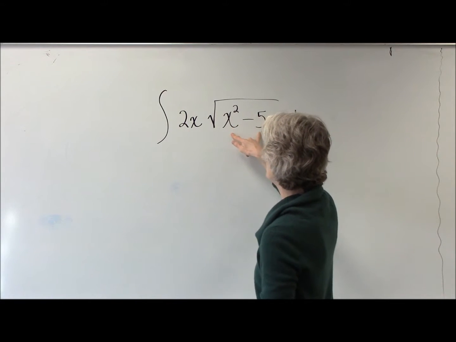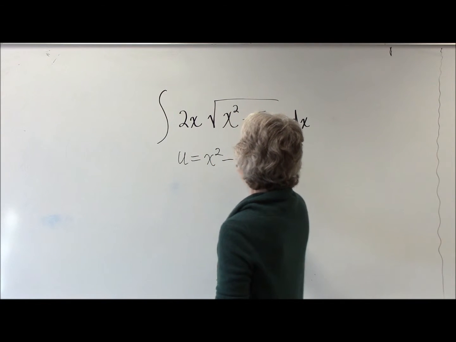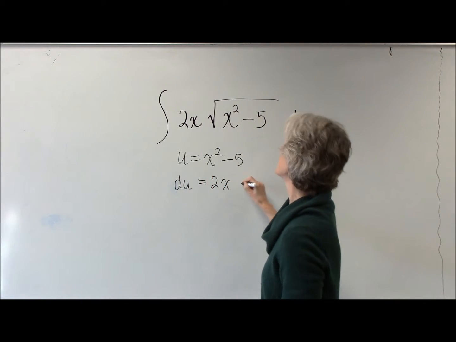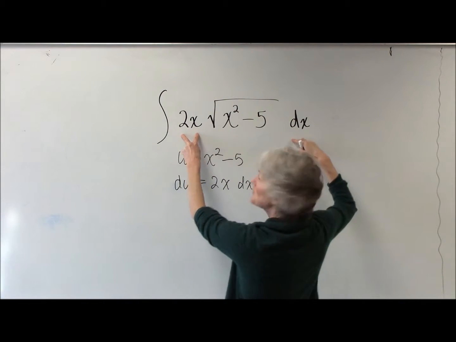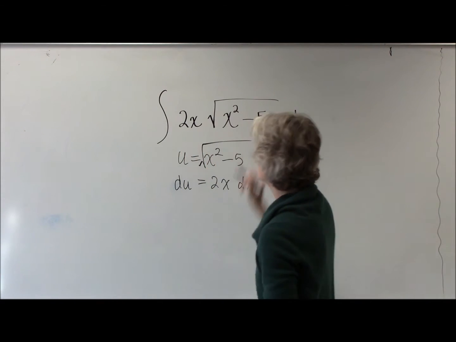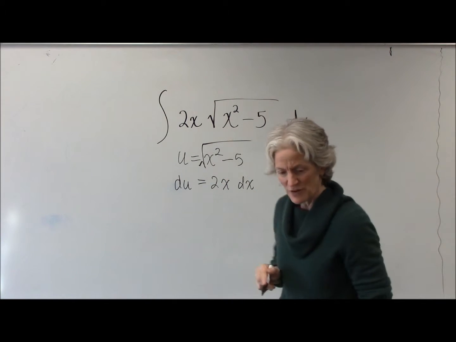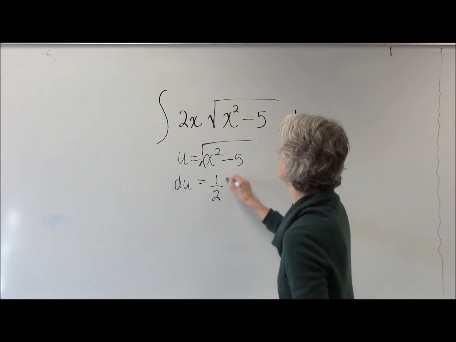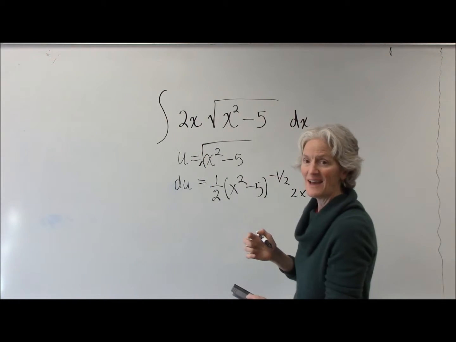Let's try if u equals x squared minus 5. What's the derivative of x squared minus 5? Oh, well, that's 2x times dx. Oh, hey, there's a 2x, there's a dx. That's going to help me. Now, some students say, why don't I let u equal the square root of x squared minus 5? Well, when I take that derivative, that's going to be this whole mess. I mean, that doesn't help me at all, right?